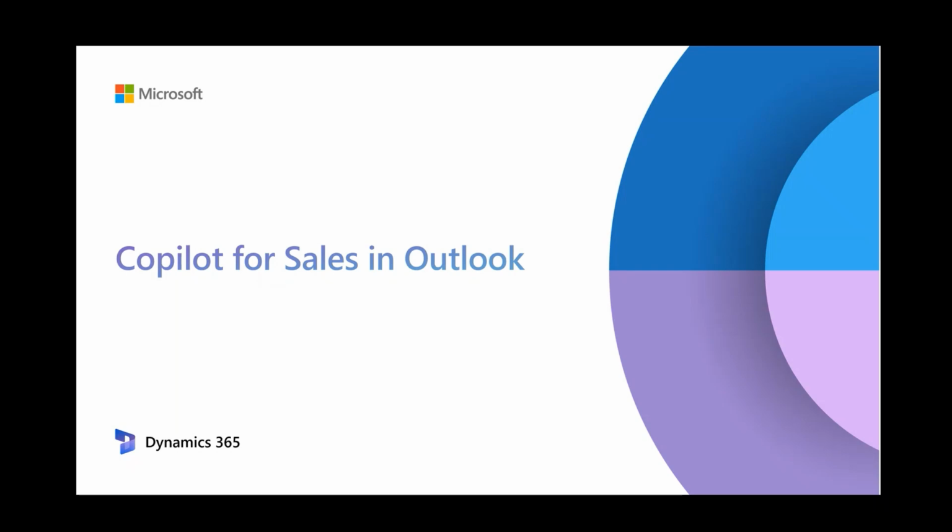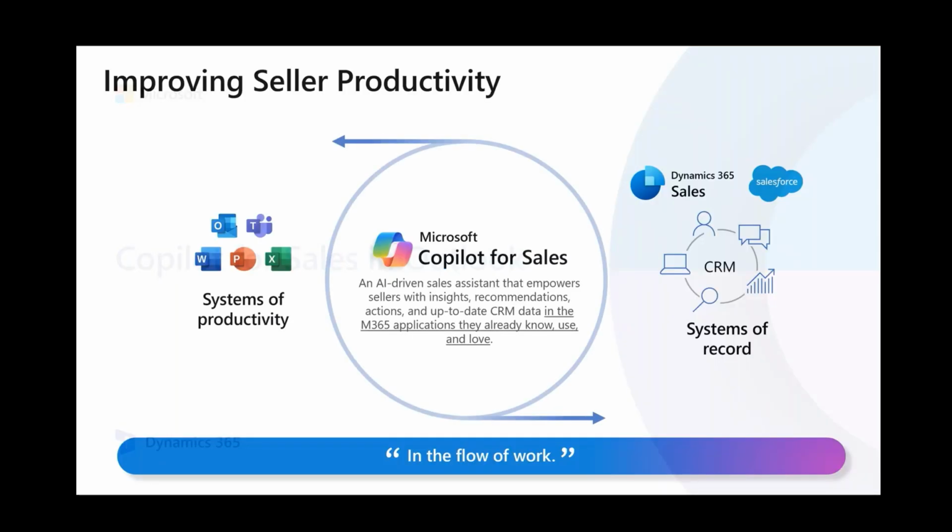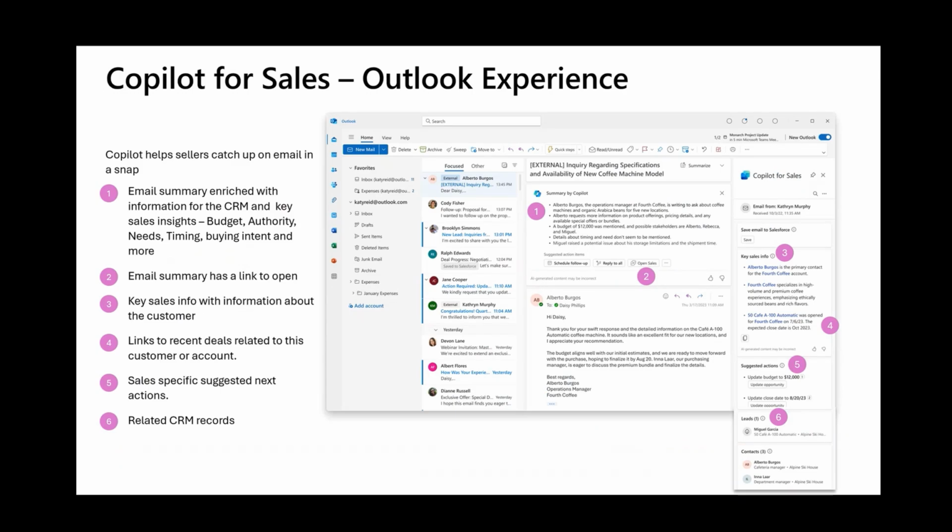Today, we're going to talk about Copilot for Sales, which is an AI-powered assistant designed to enhance the productivity and efficiency of sales teams by providing a range of capabilities to support sellers in their daily tasks. Copilot for Sales is available to both Dynamics 365 CRM and Salesforce CRM customers. In this session, we're going to focus on the Copilot for Sales Outlook experience. In this demonstration, we're going to see Copilot for Sales connected to Dynamics 365.